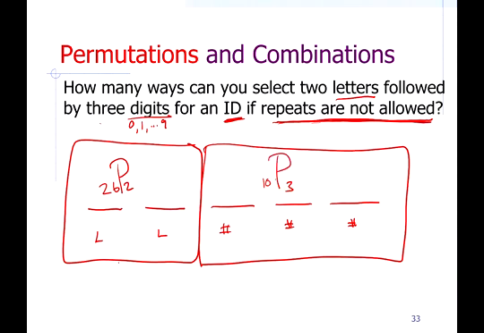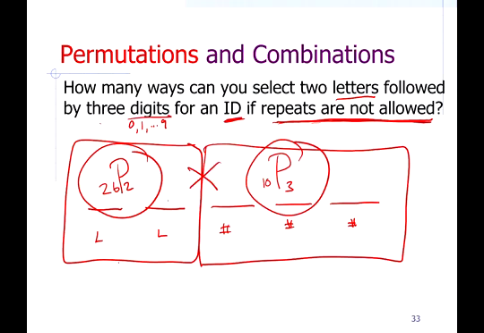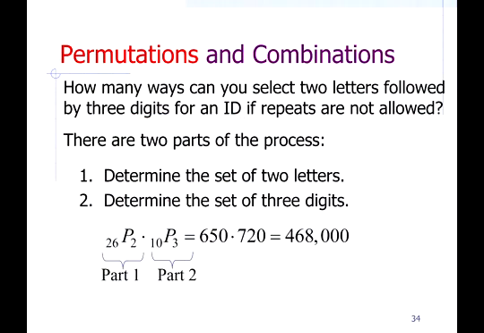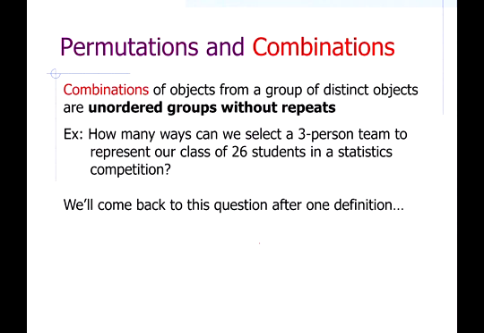And the fundamental counting rule says, take this number for the first part, take this number for the second part, and multiply them together. Part 1, 2 letters out of 26, there's 650 ways to do that. Part 2, there's 3 numbers out of 10, there's 720 ways to do that. Multiply, we have 468,000. All right, so that is permutations.